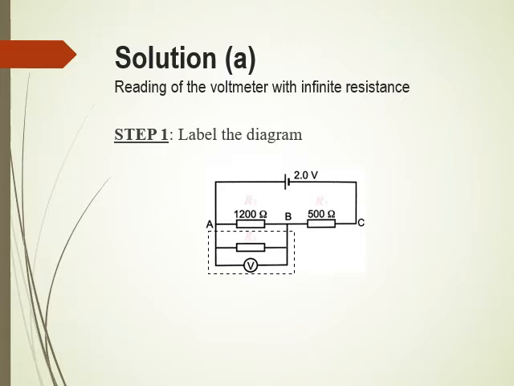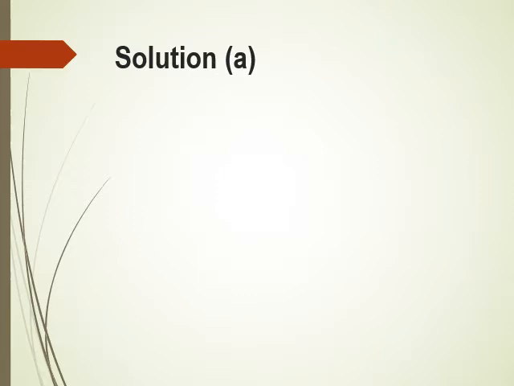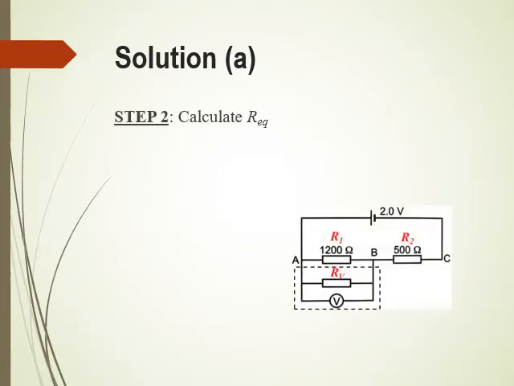So now let us label the diagram. I'm going to label the 1200 ohm resistor as R1, the 500 ohm resistor as R2, and the resistor inside the voltmeter as RV. In this case, we have RV as infinite value. Step 1, calculate R equivalent.